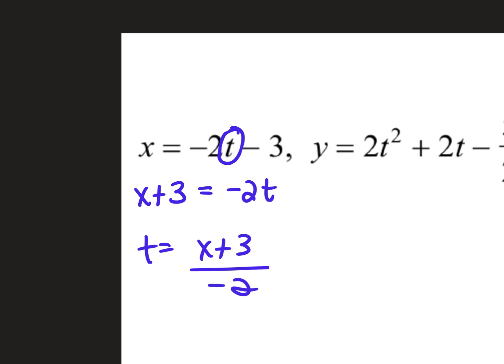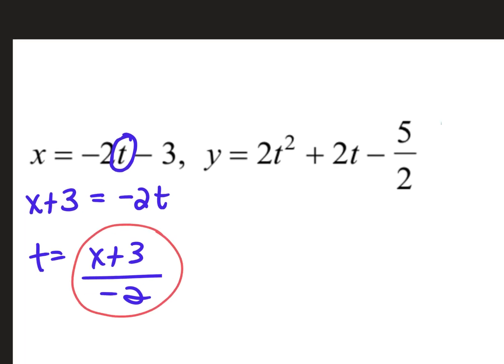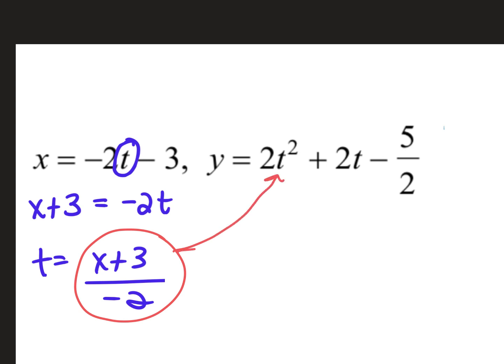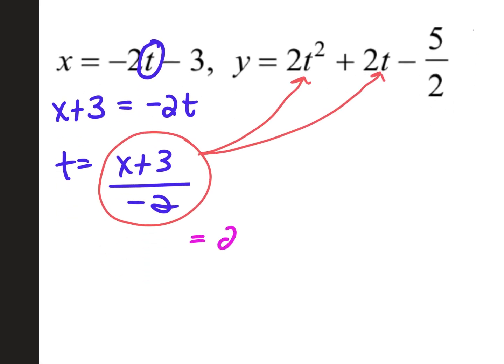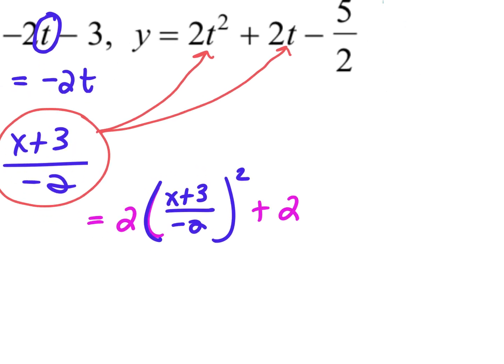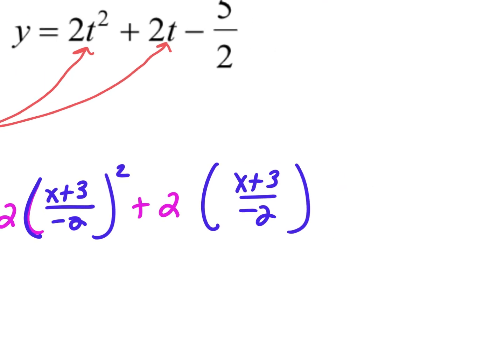Now what do we do with that? We're going to take this and plug it into t in the other equation. Take your time. This is where silly mistakes will happen. We have 2 times, instead of t, what am I writing? (x plus 3) over negative 2, and that's what? Squared. Okay, remember that squared means, gotta do it first. Plus 2 times (x plus 3) over negative 2, and then what? Minus 5 over 2. Perfect.